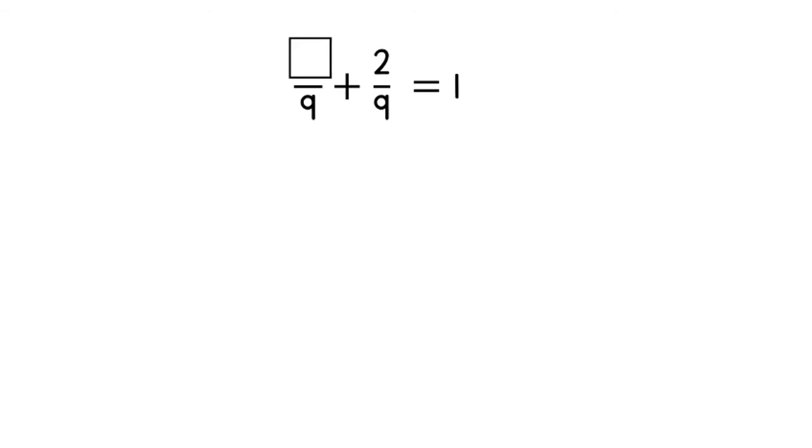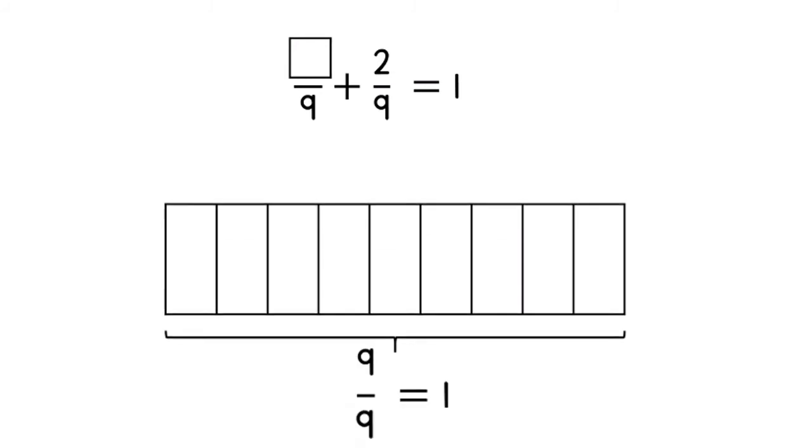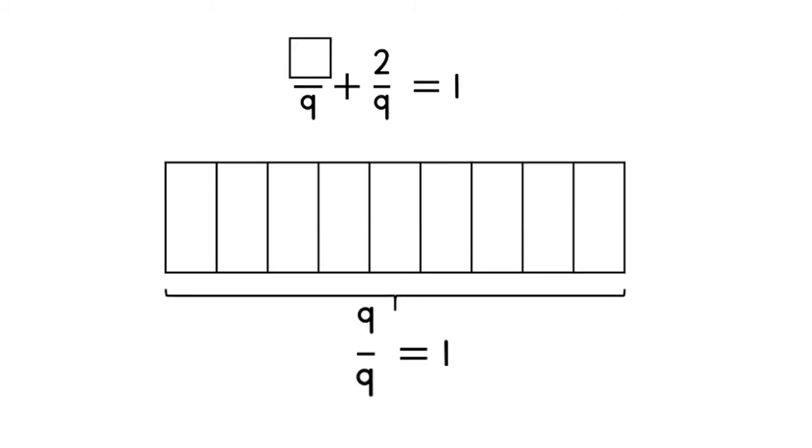Okay, here is a question that is quite similar to the last one you did on the previous slide. So we have something ninths plus 2 ninths equals 1. What do we know about the number 1 in this case? It's the whole. We know it is essentially 9 ninths equals 1, or the whole. So what this question is asking us is how many ninths plus 2 ninths equals 9 ninths.